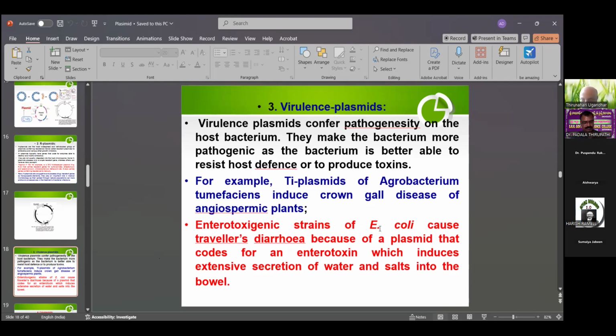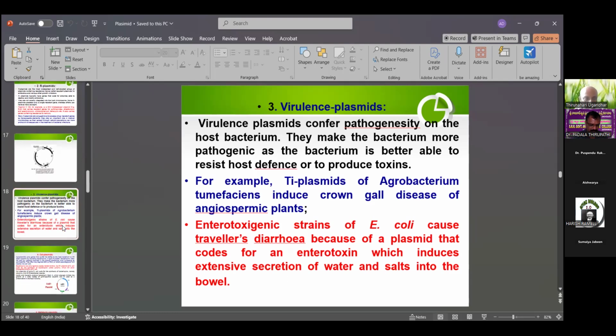Then enterotoxigenic strains of Escherichia coli bacteria cause traveler's diarrhea because of a plasmid that codes for an enterotoxin, which induces the extensive secretion of water and salts into the bowel. This secretion quality is also present in the virulence character of the plasmids.